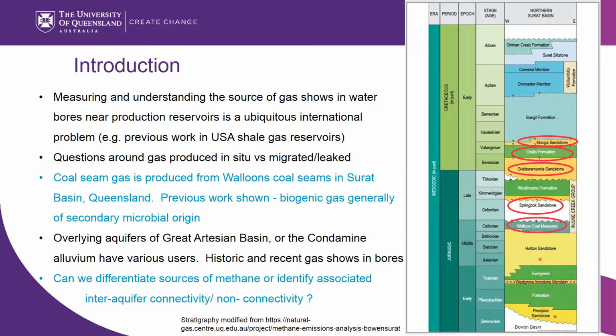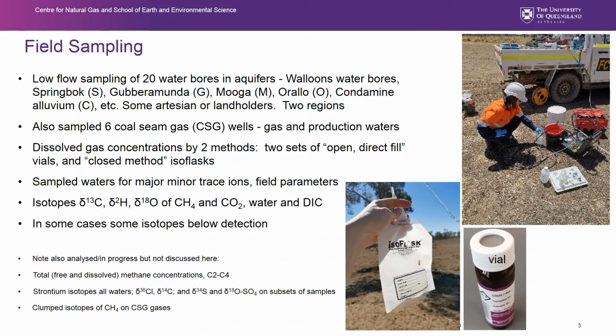These are some of the overlying aquifers, and to the east side of the basin, the Condamine Alluvium overlies the Walloons, where the Walloon starts to subcrop. And also isoflasks, which is a closed method.